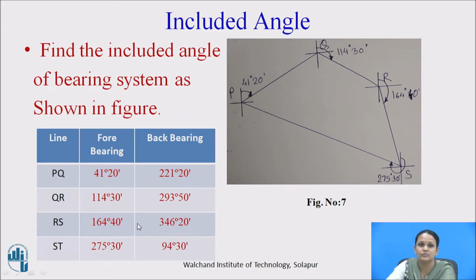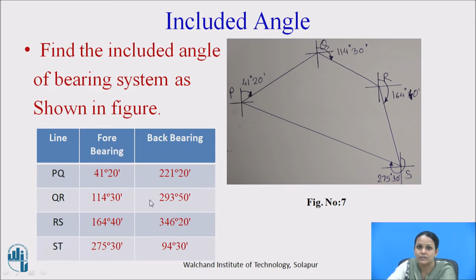Now we will see how to find the included angle. Here in this question, they have asked to find the included angles of the given bearing system. So line PQ has a fore bearing of 41 degrees 20 minutes. So it is less than 90 degrees. Here the fore bearing of PQ is shown as 41 degrees 20 minutes. Then the fore bearing of line QR is 114 degrees 30 minutes.